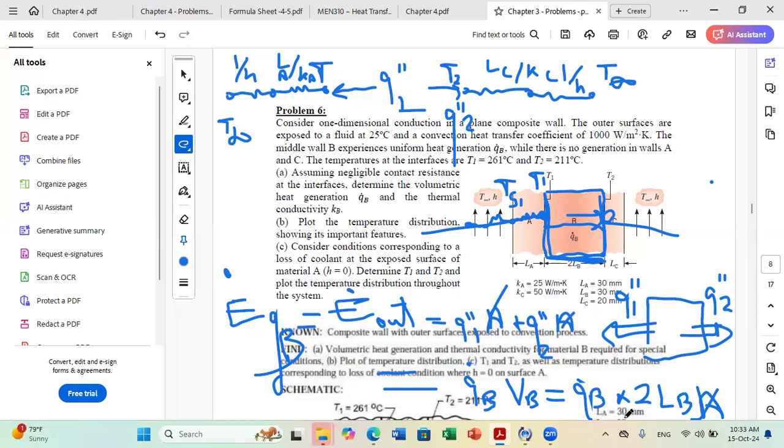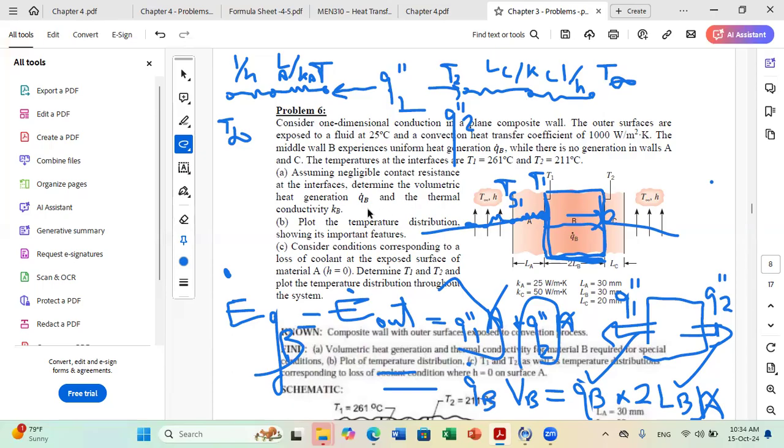So what can you say? I know Q dot B. Q dot B, which is given, times 2LB, which is given, is equal to Q second 1 plus Q second 2. And I can express Q second 1 as a function of T1 minus T infinity and Q second 2 as a function of T2 minus T infinity. So I find my only unknown by writing that Q dot B times 2LB equals Q second 1 plus Q second 2, and I replace Q second 1 and Q second 2 by their expressions.